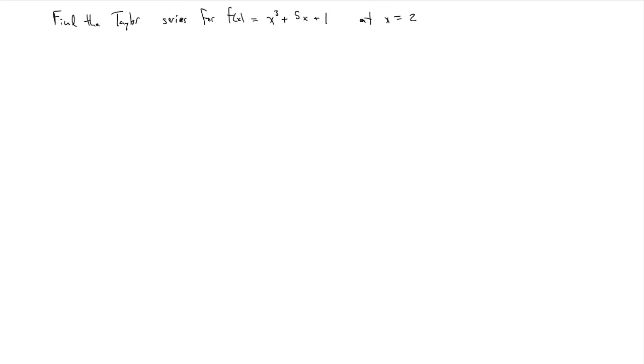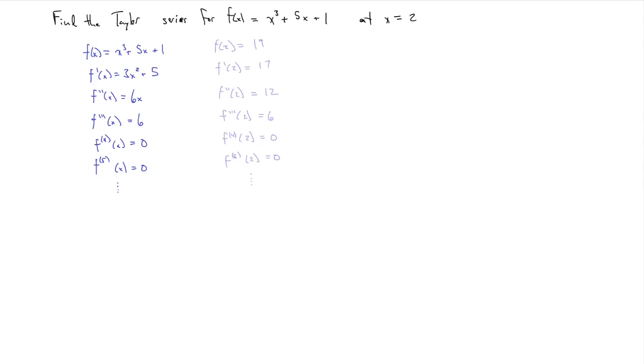So you take a few minutes, pause the video, give it a try, and when you're ready, start it back up and we'll see how you did. Well, the function hasn't changed, and so neither have its derivatives, so all of this stays the same. But now, instead of evaluating the function and its derivatives at 0, we're evaluating the function and its derivatives at 2. And we get these results here.